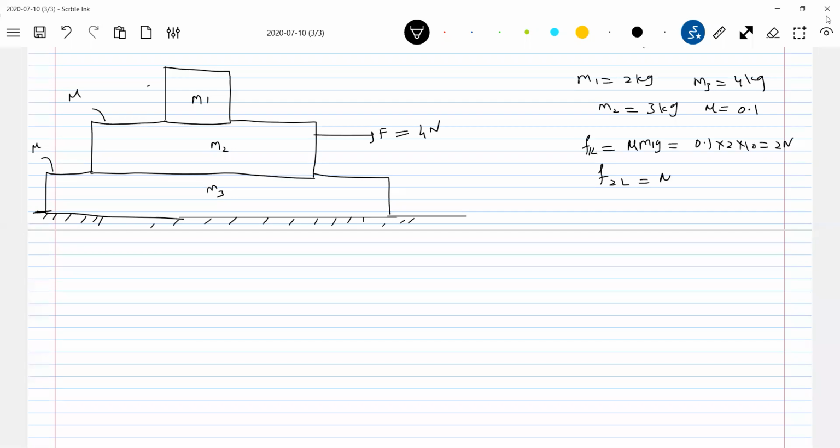What is F2L? Mu into (m1 plus m2) into g. I thought everyone is very familiar with this concept, then I started this. I wanted to go to Pathfinder, but the way you are asking doubts, I'm a little scared to take you to higher level problems. Still some clarity is not there. F2L is equal to how much? 5 Newton. So these are the values which we needed.